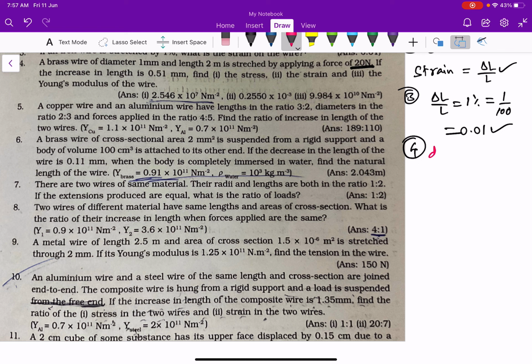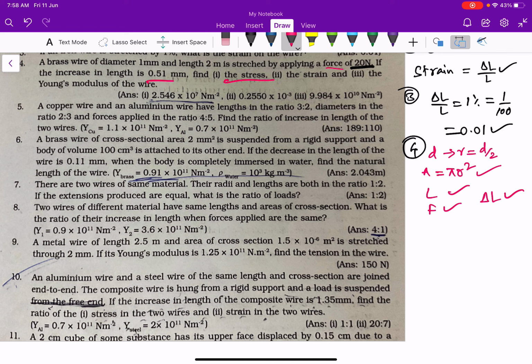He has given the diameter, so you can find it out. Radius is nothing but half of the diameter. After finding the radius, you can find the area. Length is also given and the applied force is also given. The increase in its length is 0.1 mm, so delta L is also given.